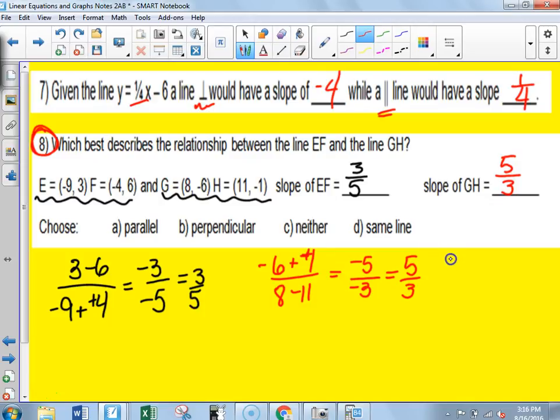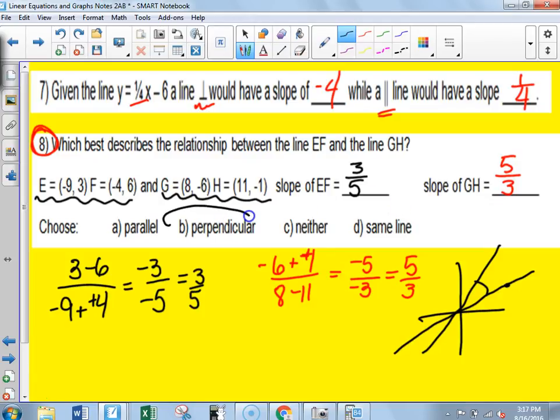All right, this is kind of a tricky question, though, because a lot of students get this wrong. Parallel, perpendicular, neither. If you're not sure, think about graphing it. If you go up 3 and over 5 versus up 5 and over 3, are those going to be making a right angle? No. They both have positive slopes. To make it perpendicular, one of them would have had to be negative. So I'm not circling that. I'm just kidding. The answer is neither.